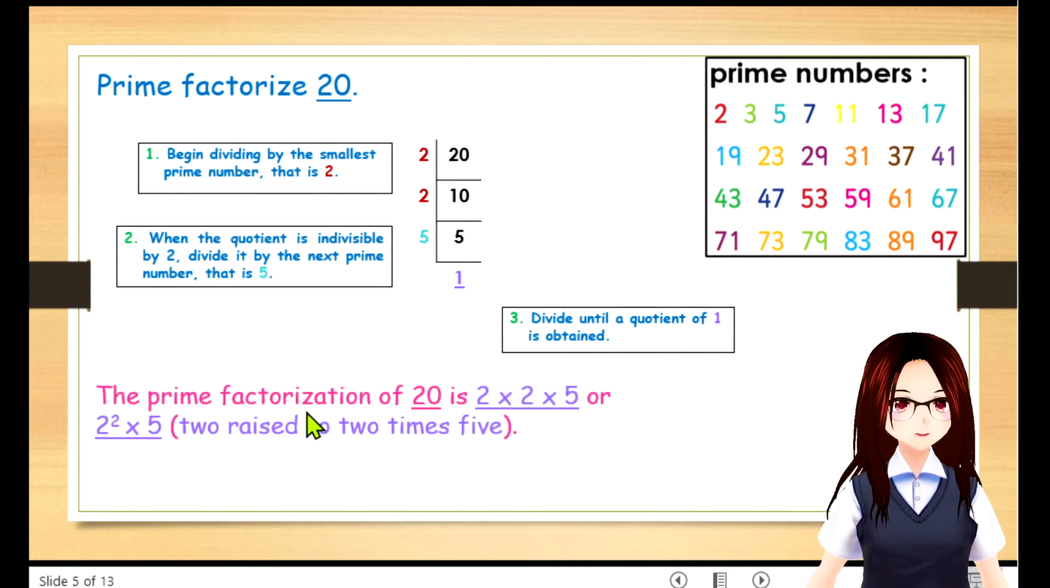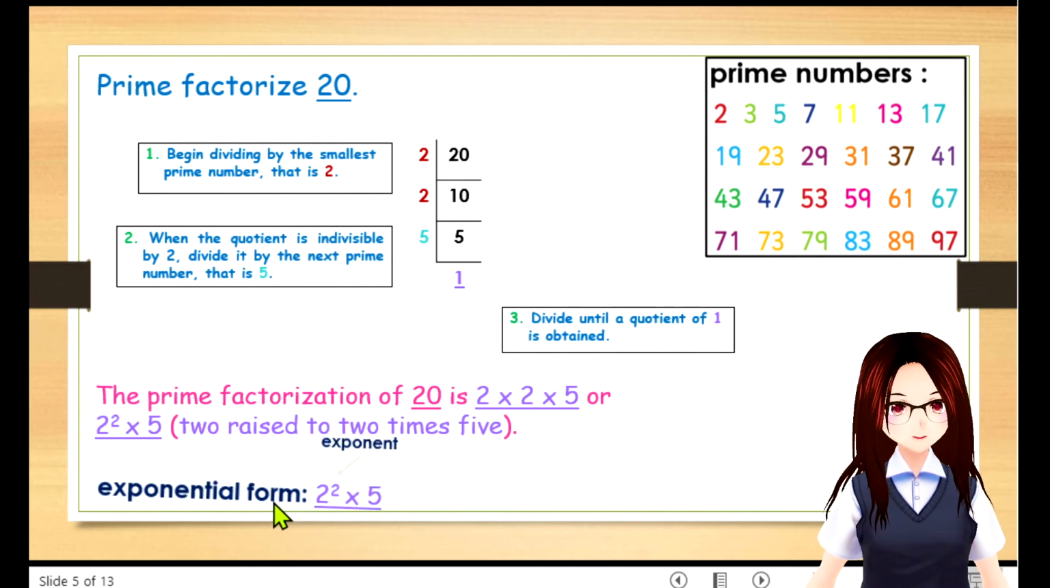So the prime factorization of 20 is 2 times 2 times 5. Or 2 raised to 2 times 5. This is your exponential form, and there is one exponent for 2.